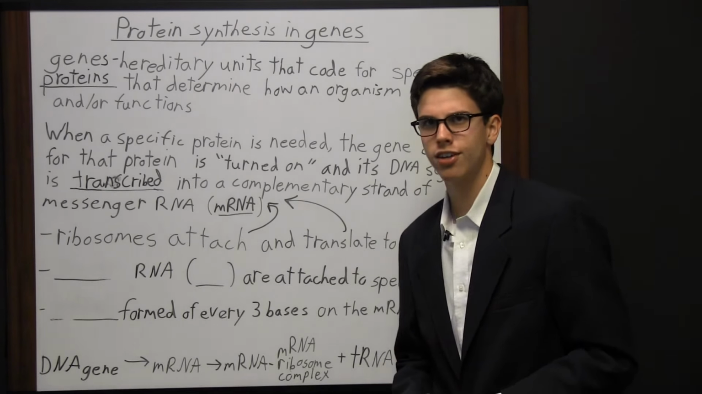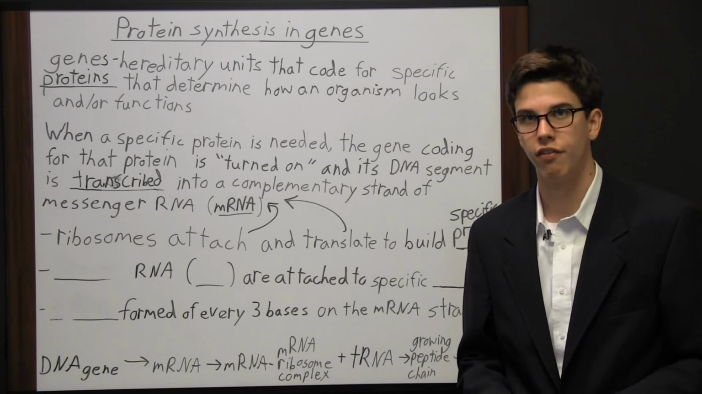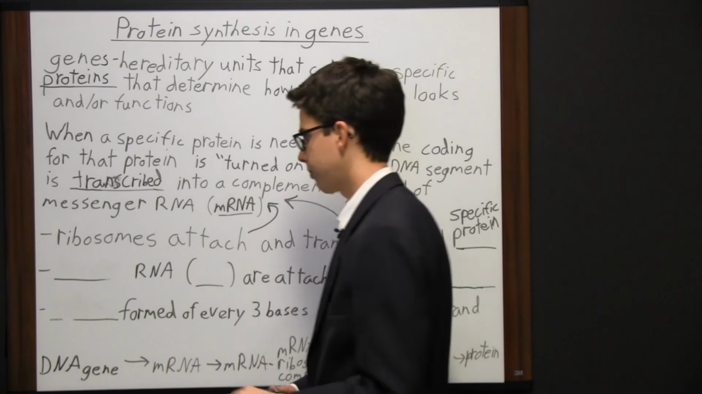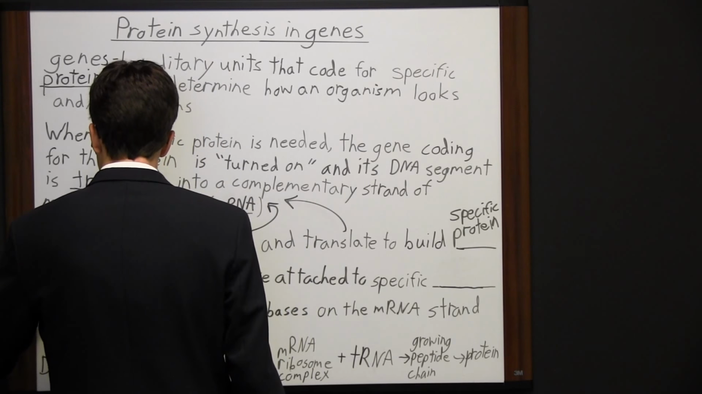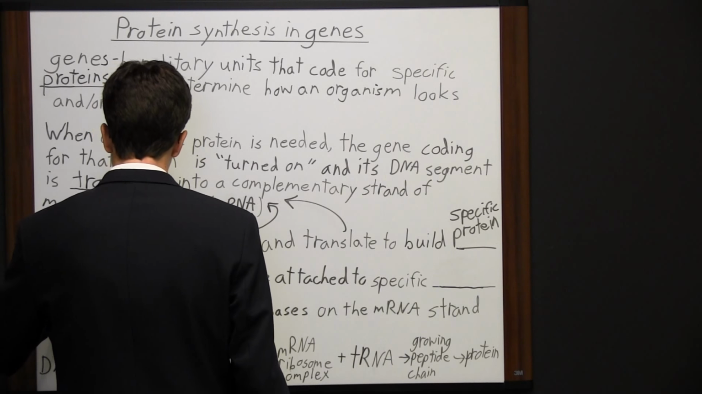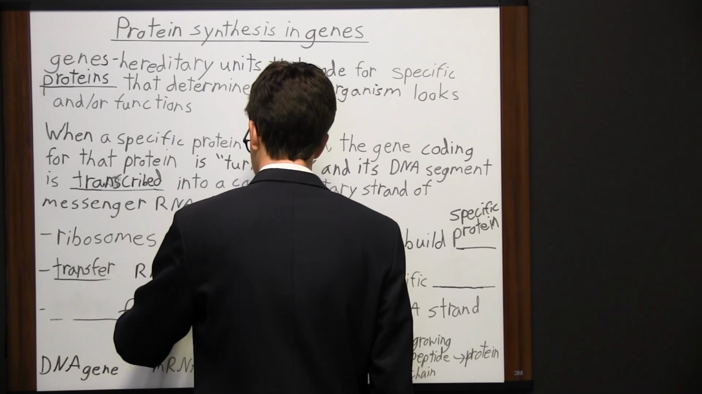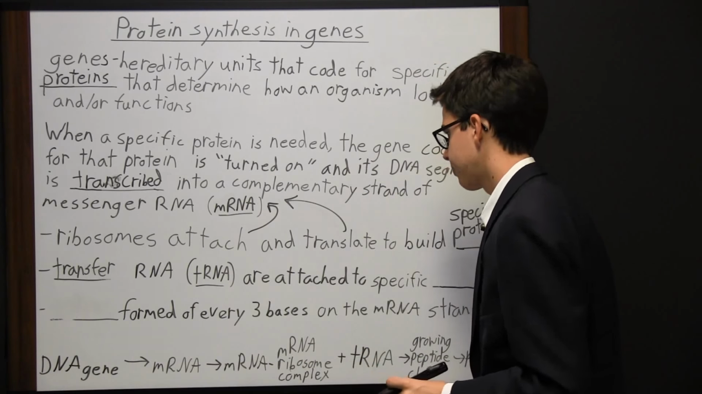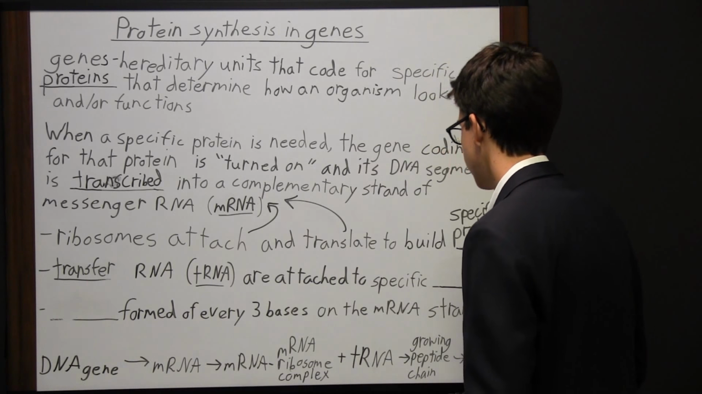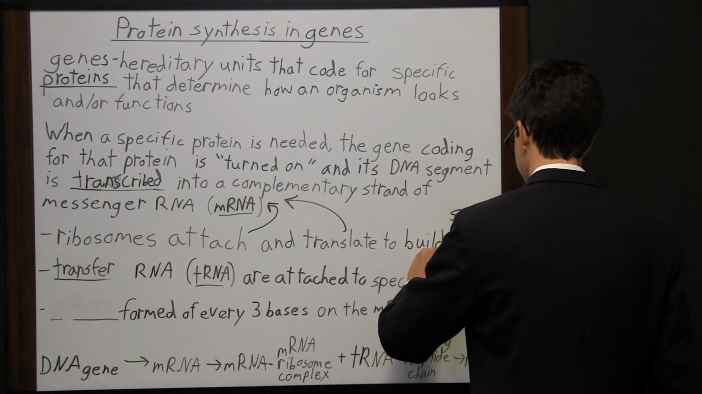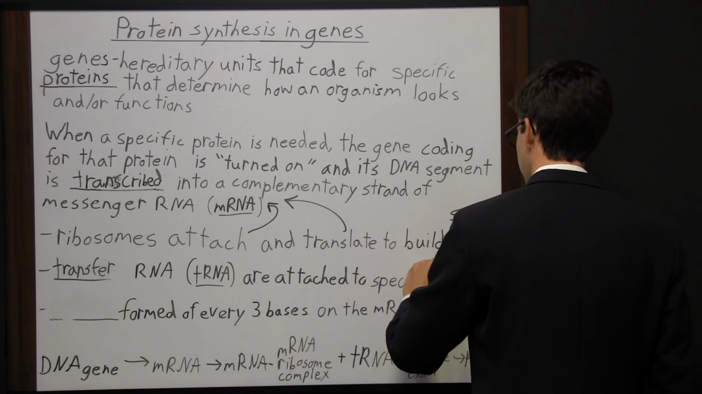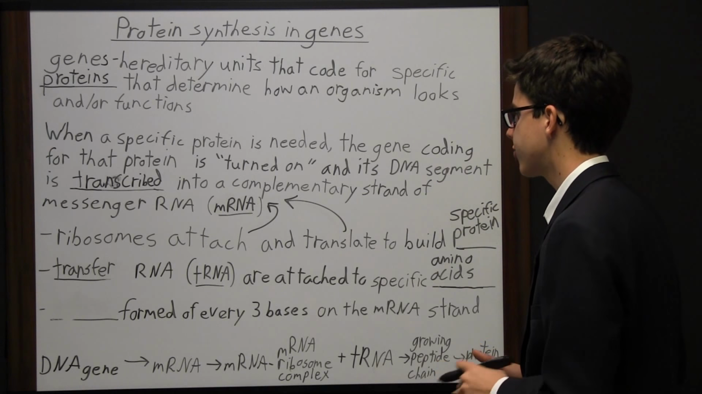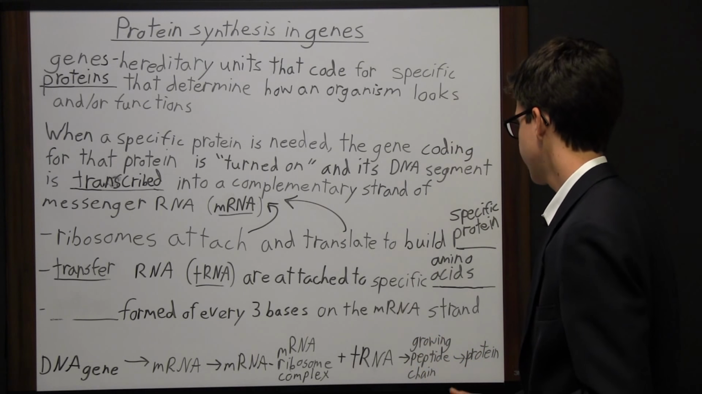Now, there's a specific version of another type of RNA, which is called transfer RNA. And so, as you can probably guess, transfer RNA can be abbreviated tRNA. And so this transfer RNA is attached to specific amino acids. So the transfer RNA is attached to specific amino acids.